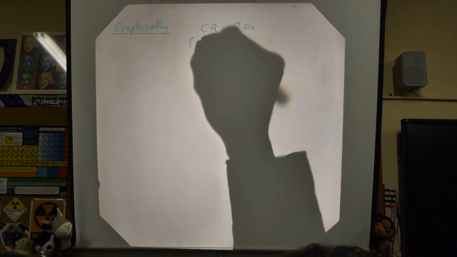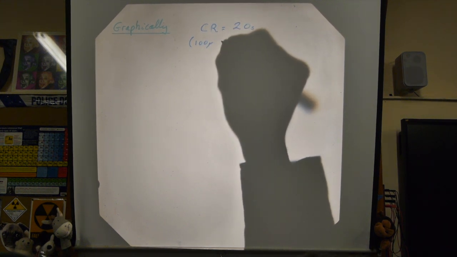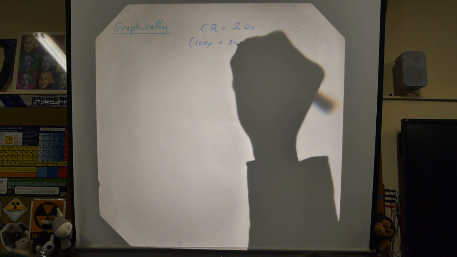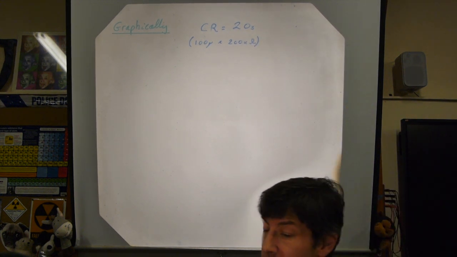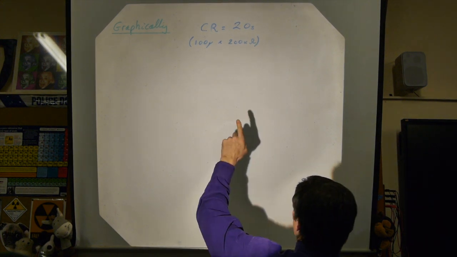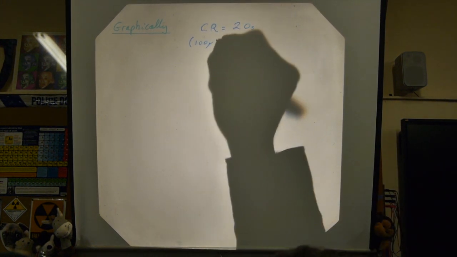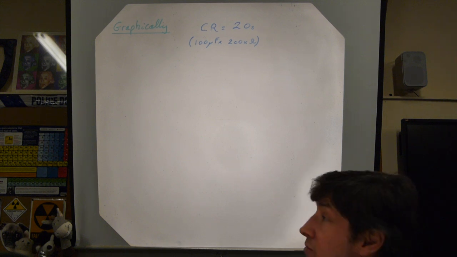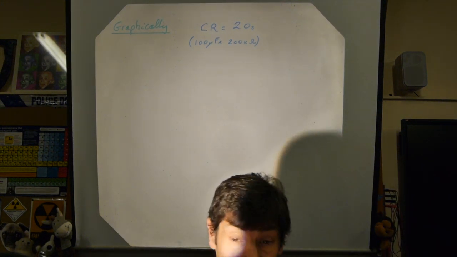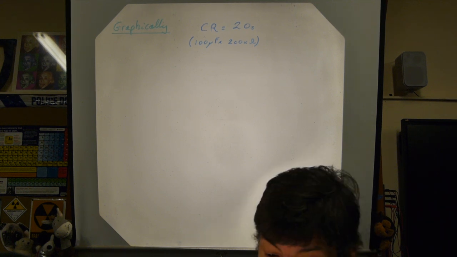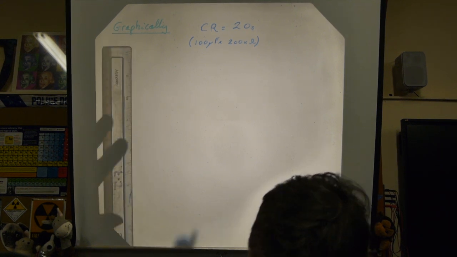And that came about, if you remember, because we had 100 microfarads and we had a 200 kilo ohm resistor. I better put the units in there, farads. And we remember that the farad ohm is that weird thing. It's not, it's a second. How easy. Right, so let's have a look at this graphically.